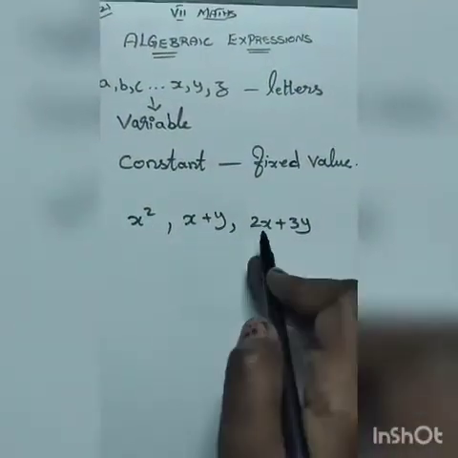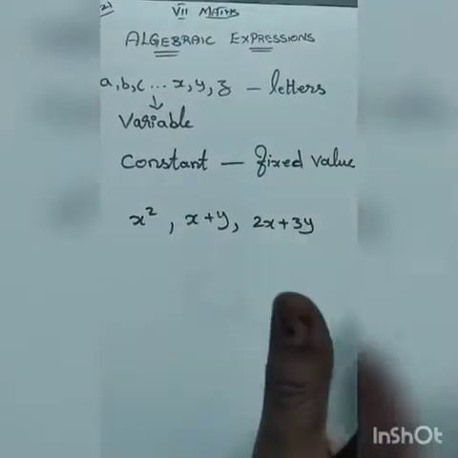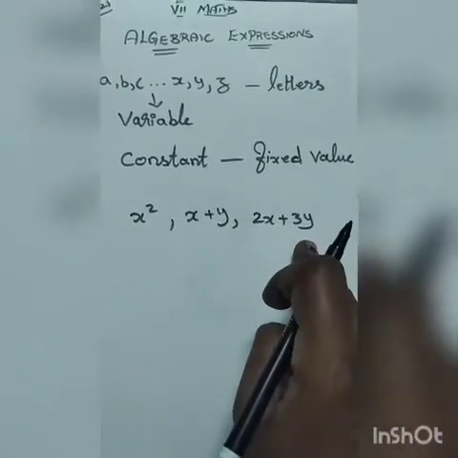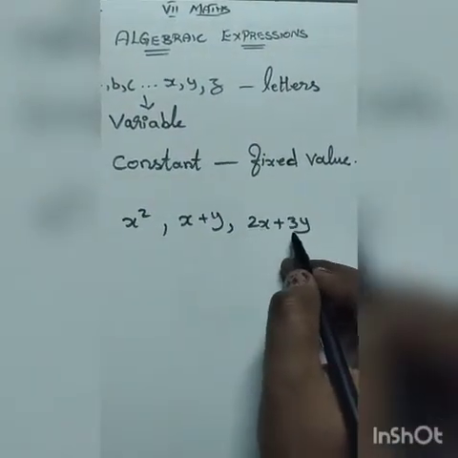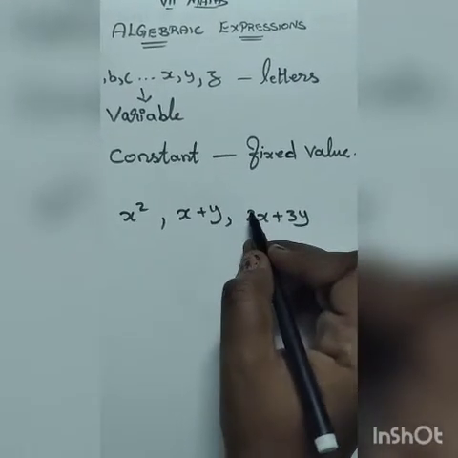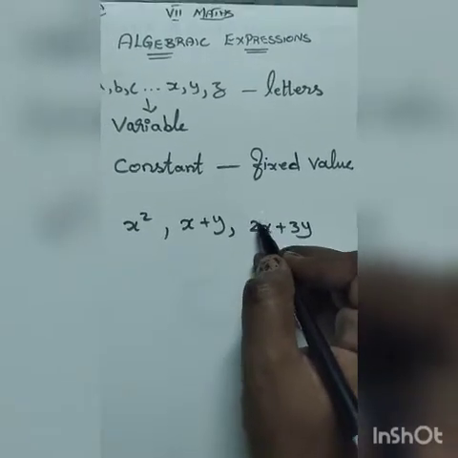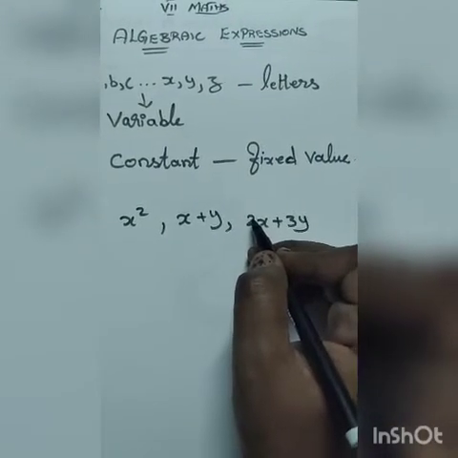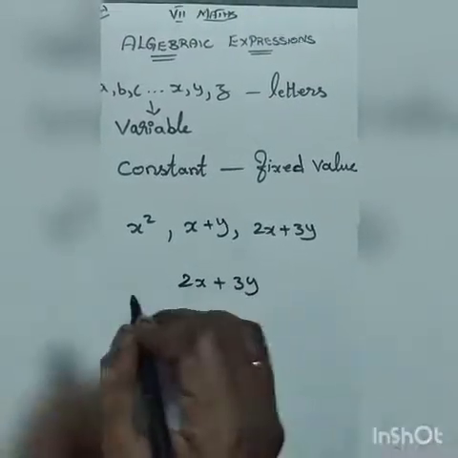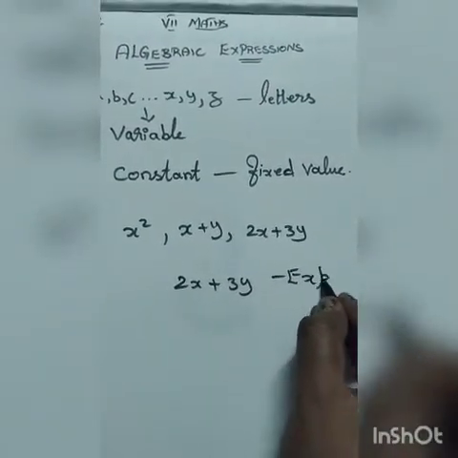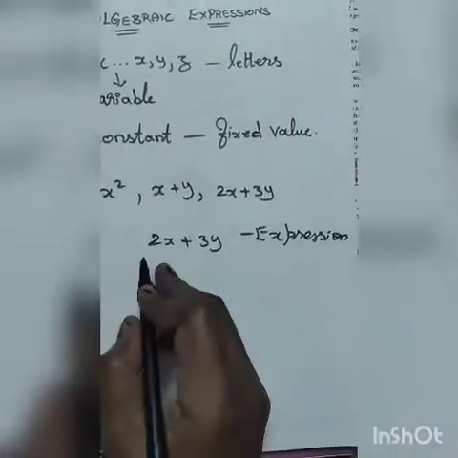Okay, and here you have come across things like this, no? x square, x plus y, 2x plus 3y. These things we call expressions. Now we see 2x plus 3y. We have a number here, so we call this the coefficient of x, isn't it? Now let us take this 2x plus 3y. We call this an expression, and we have two terms.